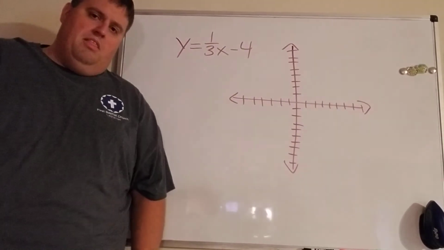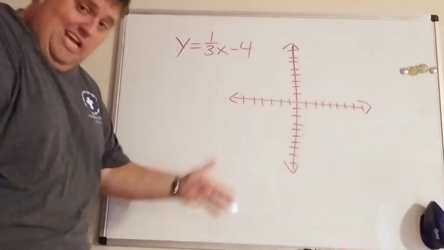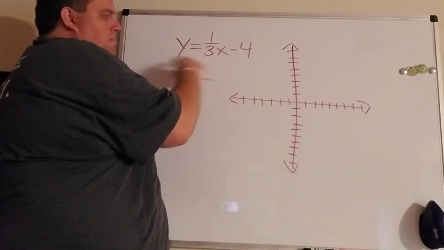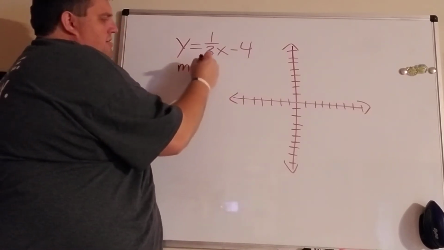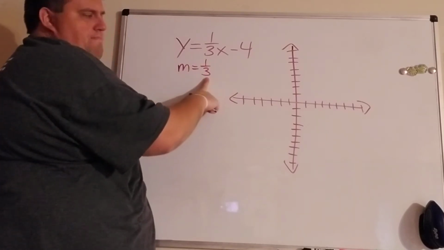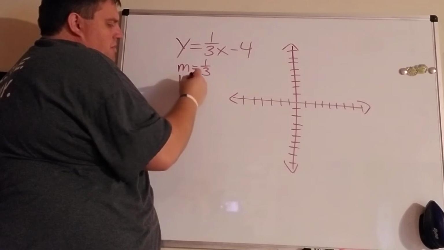All right. The first thing we're going to do is think about, well, what's the slope, what's the y-intercept? What's nice is since it's in slope-intercept form, it tells me this is my slope, this is my y-intercept. So my m here is 1/3. It's rising 1 and running 3. My y-intercept, be careful with the minus sign, is -4.